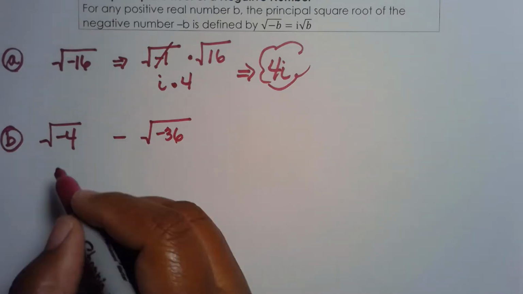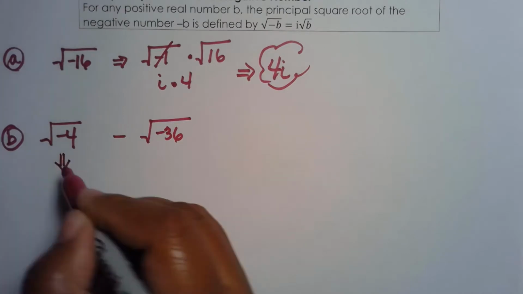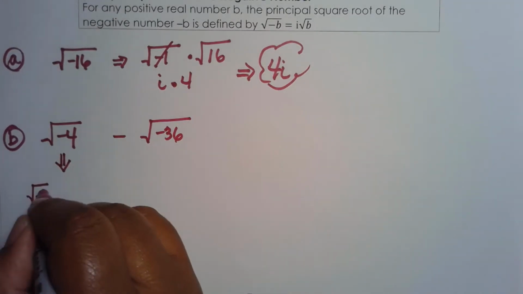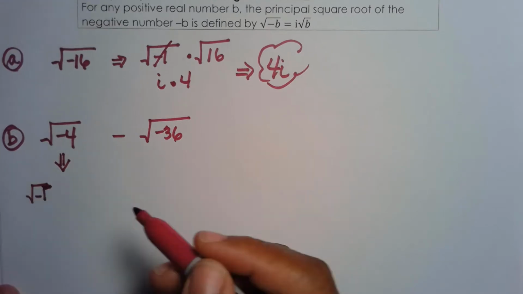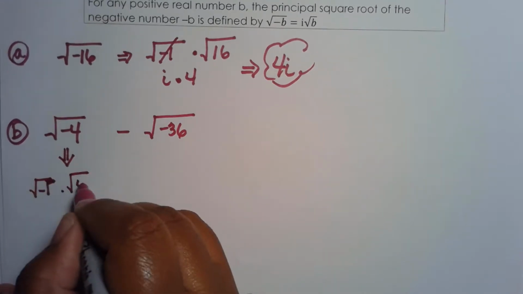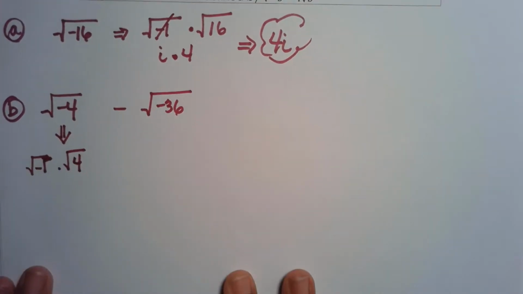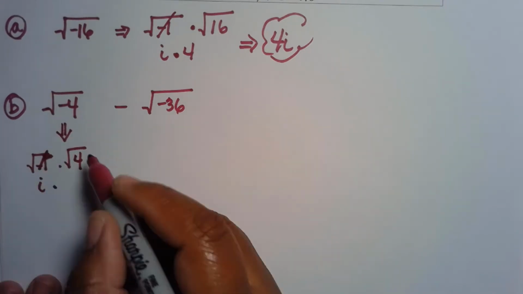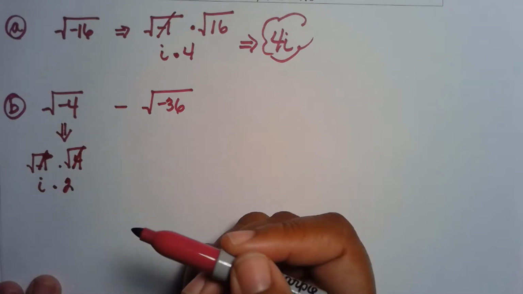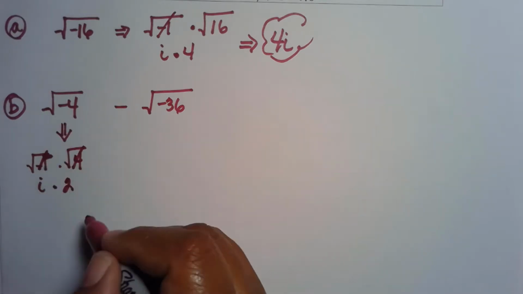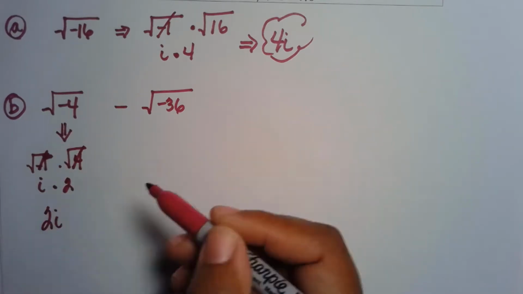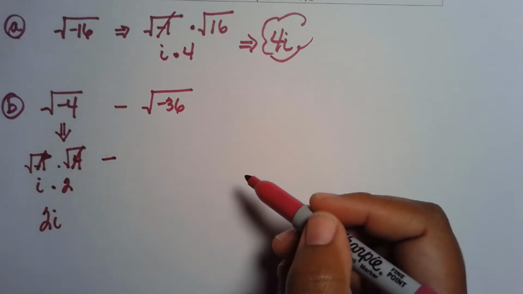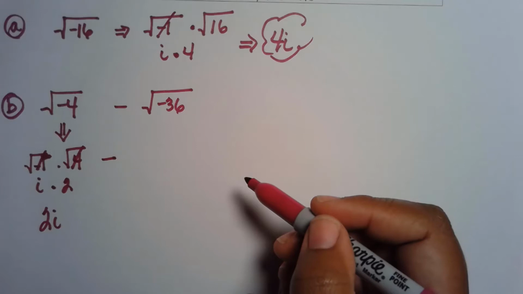So let's simplify the square root of -4. You're taking out the -1 factor. So let's take the square root of -1 and we have the square root of 4. The square root of -1 is i. The square root of 4 is 2. Therefore, the square root of -4 is 2i, minus, let's do the same thing for the square root of -36.